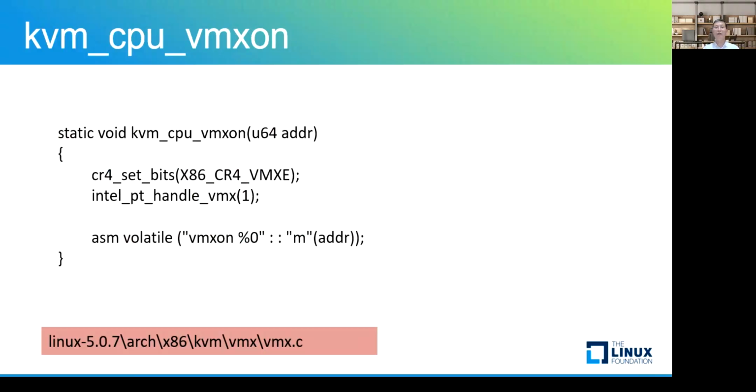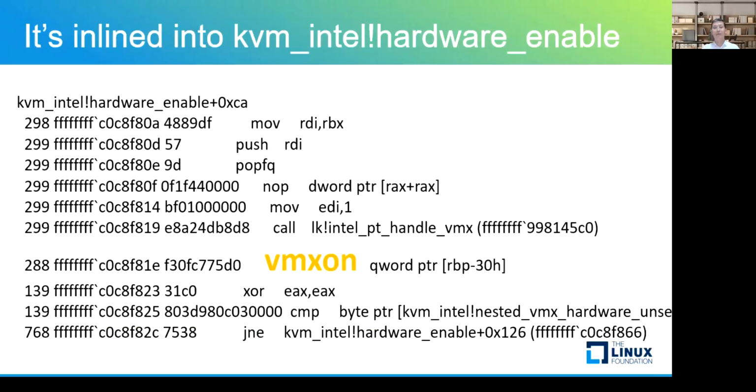VMX-on is an instruction from the CPU. It turns on the hardware support for VM, for VT. Using this feature of the debugger, we can see the instruction is inlined into the hardware enable function of the KVM Intel module.